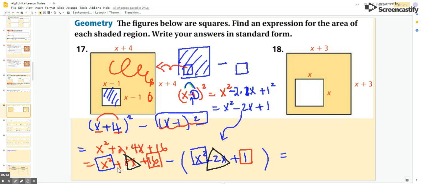So let's look at the blue box. X squared minus x squared will be gone to 0. What about 8x minus negative 2x? 8 minus negative 2. This subtraction sign makes this negative sign positive. So it's going to be 10x, and 16 minus 1, which is 15.